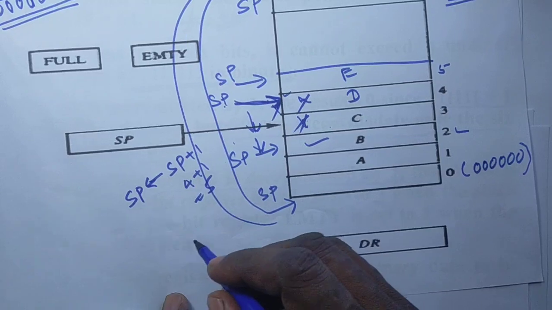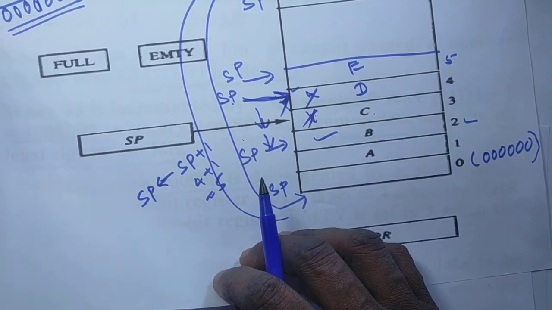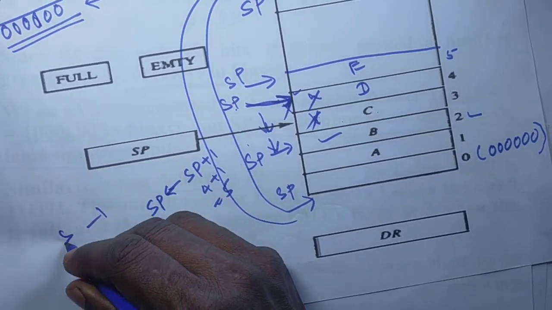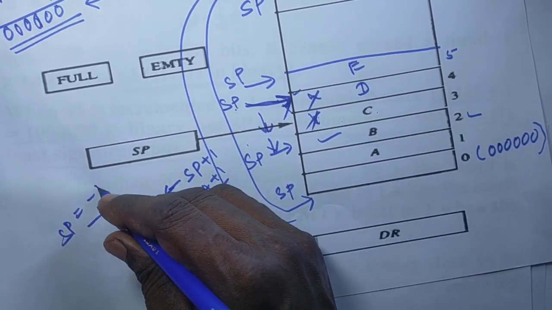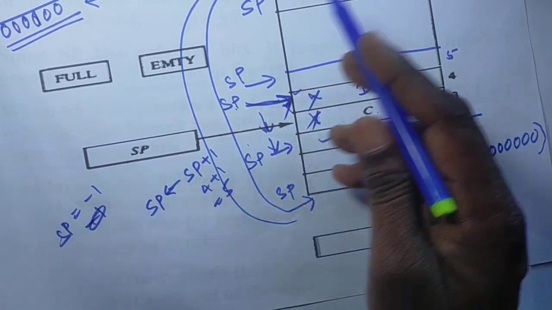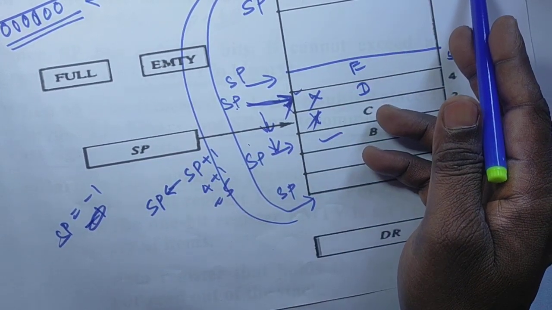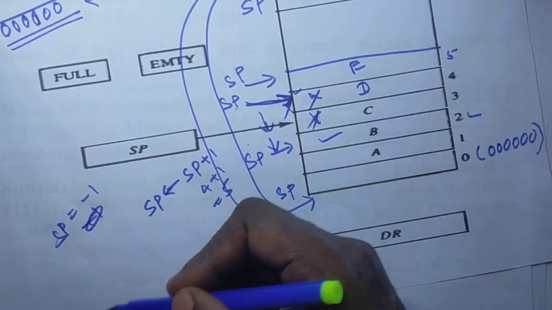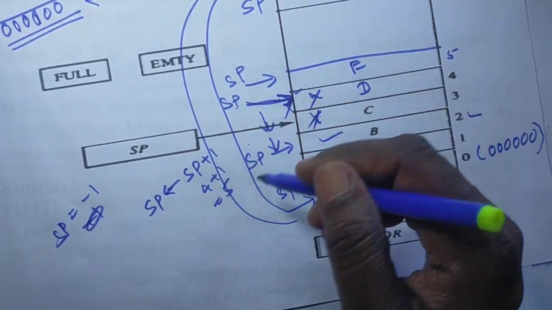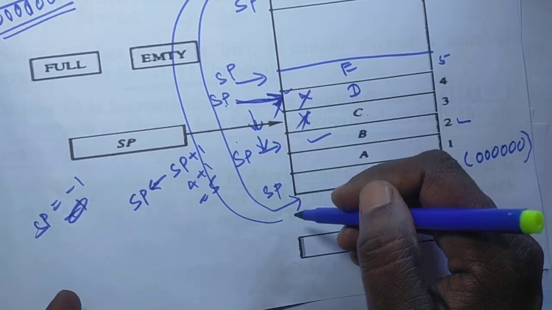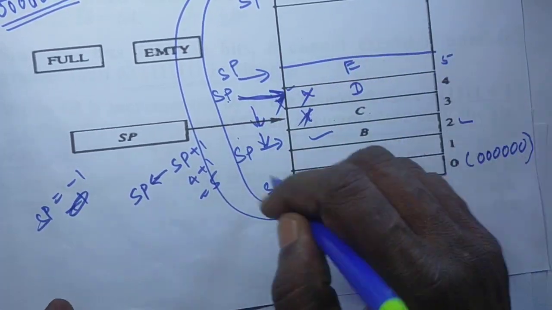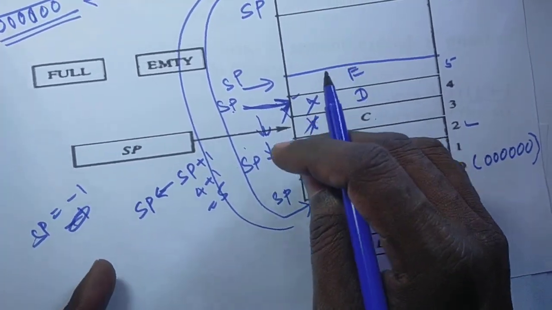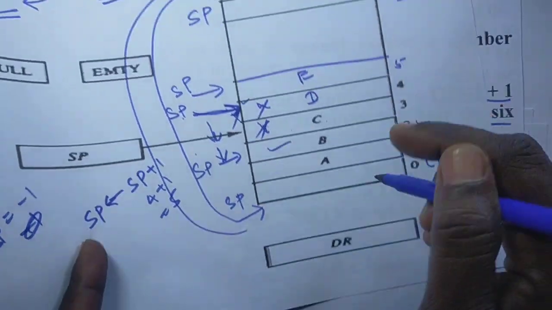0 is there, which means decrementing gives -1. SP will be -1, and -1 means it goes again to this one. As I told you, if it is increasing it wraps like this, and if it is decreasing, automatically it goes to this one, because it is 63. That is a word, and it contains 64 words, 0 to 63.